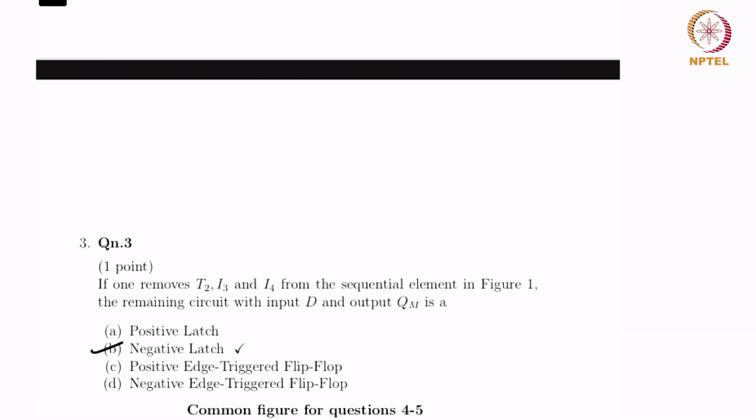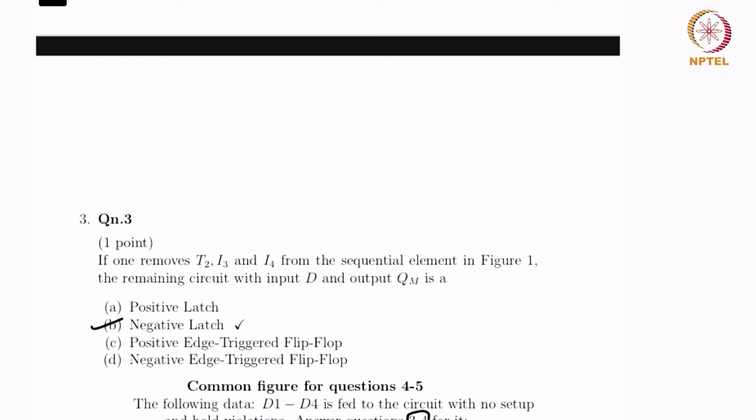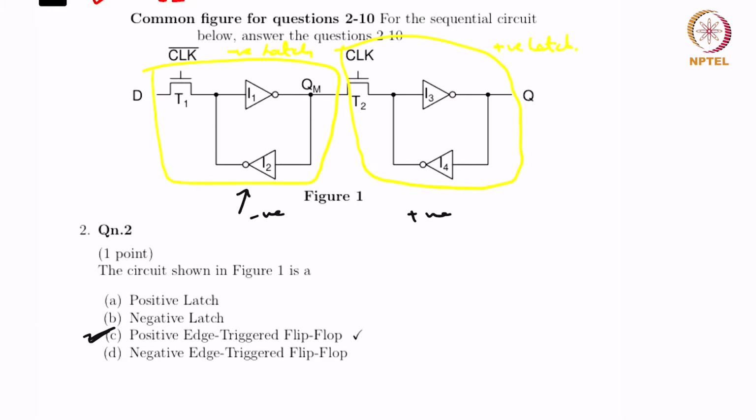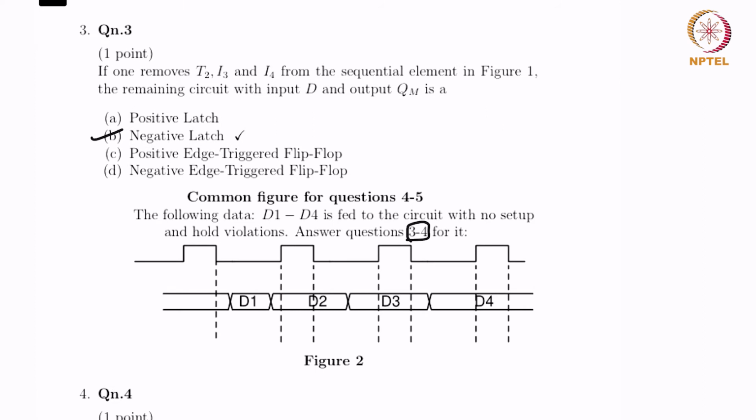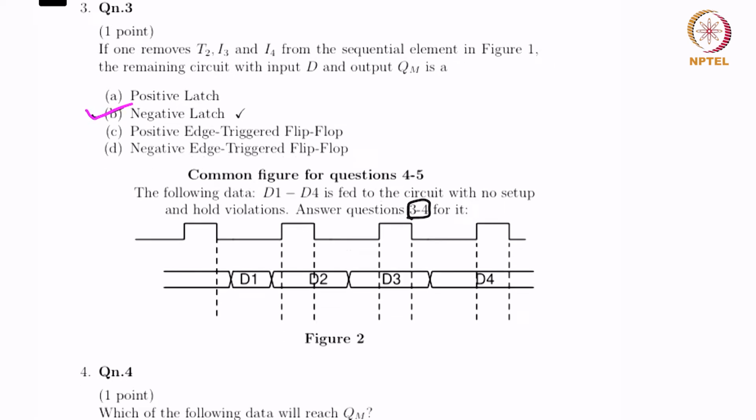Question 3. If one removes T2, I3 and I4 from the sequential element in figure 1, the remaining circuit with the D and output QM is. So basically if you remove this portion of the circuit, the remaining portion of the circuit is just this. And the remaining portion is a negative latch, right? Moving on to question 4.